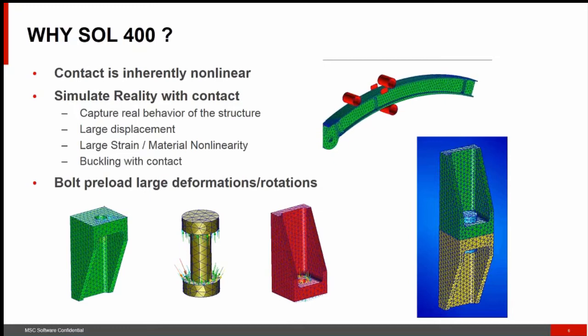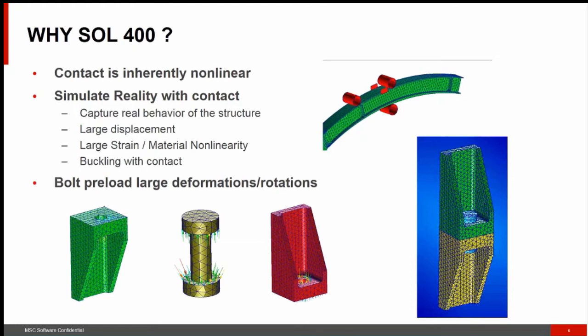For example, here you can see the displacements are large in this kind of analysis. In the first animation you can see a track and a roller structure. You see how the displacements are very large, with large deformations. So this kind of analysis is not going to be very accurate if used in solution 101. It's not going to capture the real behavior.